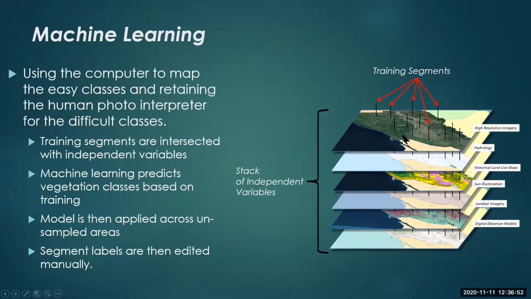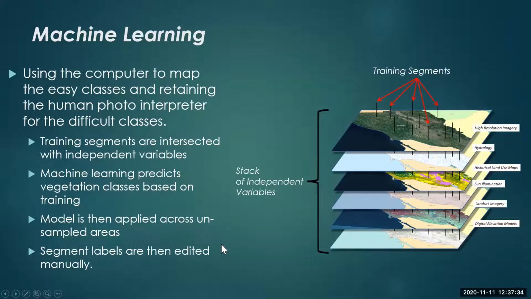The machine learning develops rules for each one of the vegetation classes. So vegetation class is your dependent variable, and your imagery and your ancillary data are your independent variables. It builds rules for every vegetation type, and then those rules are expanded across the rest of the area to come up with what we call the preliminary map. So you intersect your training segments with the independent variable layers, then machine learning predicts the vegetation classes, then the model is applied across the unsampled areas. And then finally, we do editing.